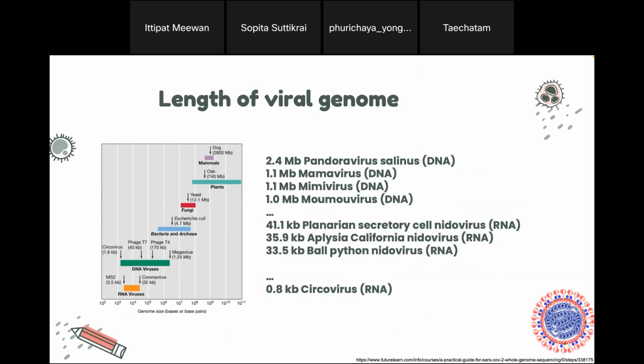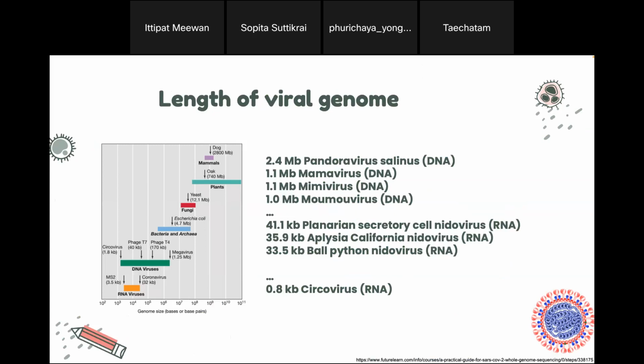And another thing that I want to show you here. You see the differences between the size of the genomes here. On top, I put the largest virus in terms of its genome. We have the Pandora virus here, which contains DNA. This virus has 2.4 million base pairs, one of the largest genomes for a virus. But for RNA viruses, you're going to see a different story compared to DNA. The largest RNA virus contains only 41 kilobase pairs.